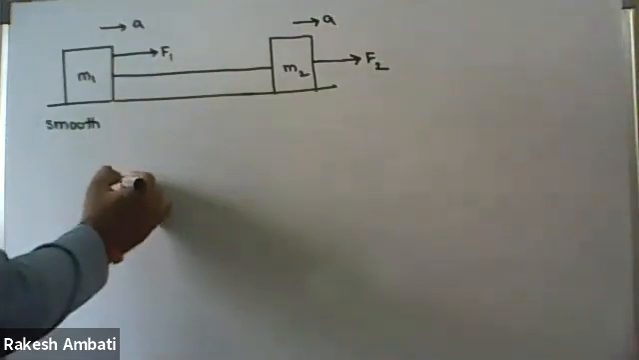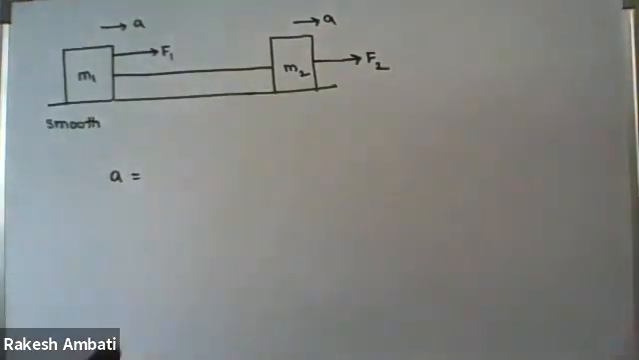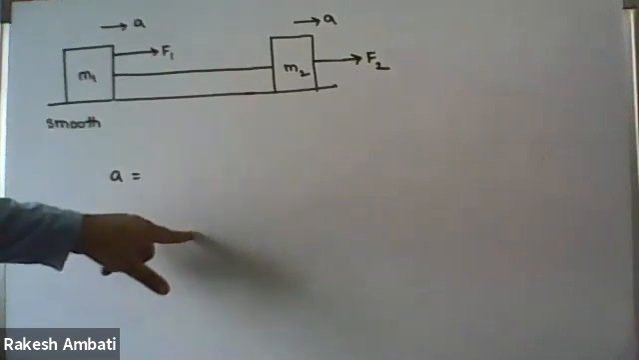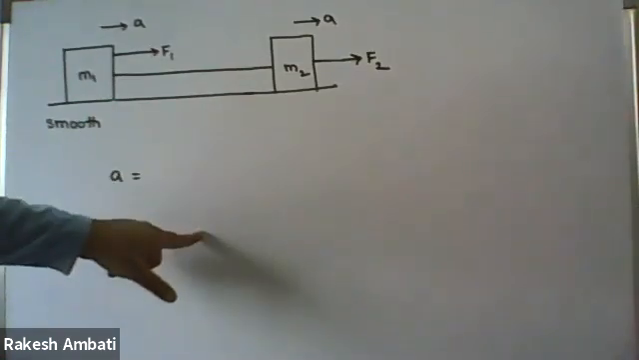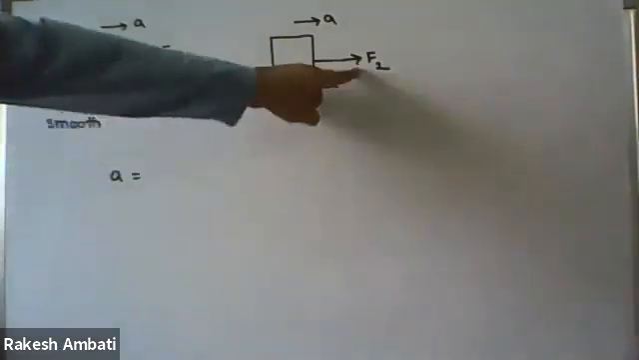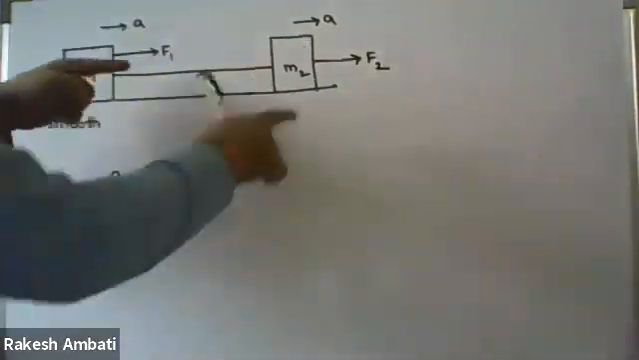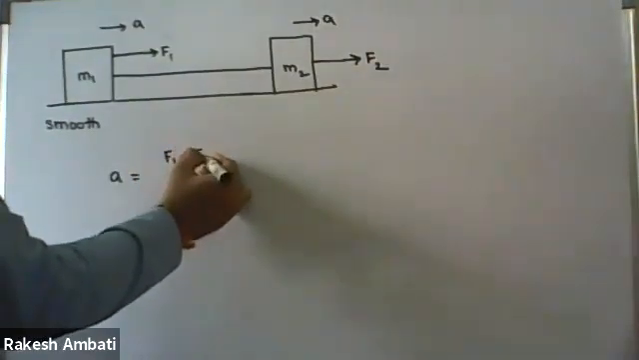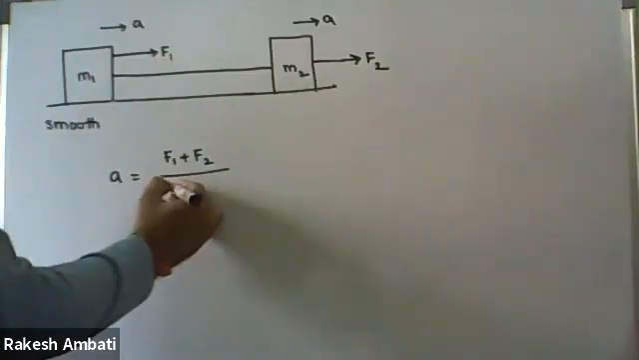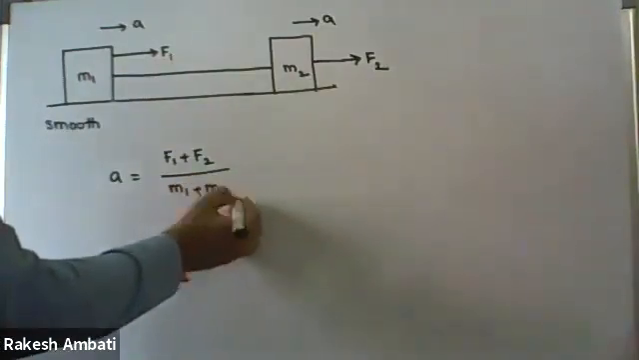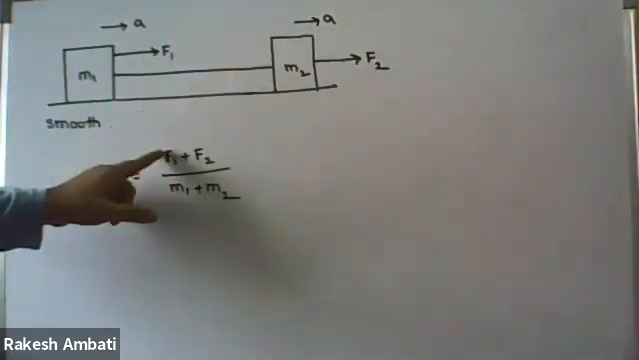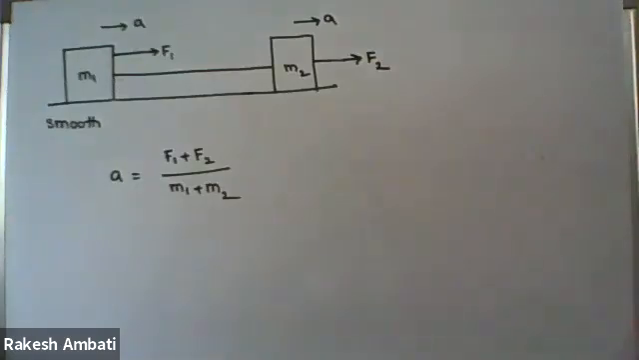So how to find the acceleration? Follow the short trick. The acceleration is the resultant applied force upon the sum of the masses. The two forces are in the same direction, so the resultant applied force is F1 plus F2, upon the sum of the masses, M1 plus M2. This is the value of acceleration.